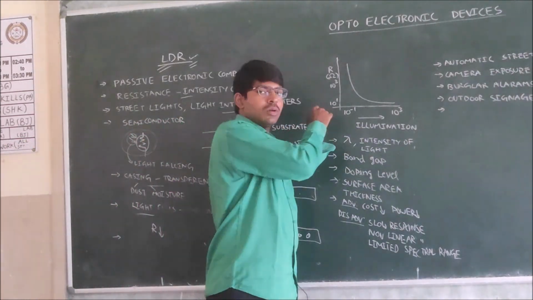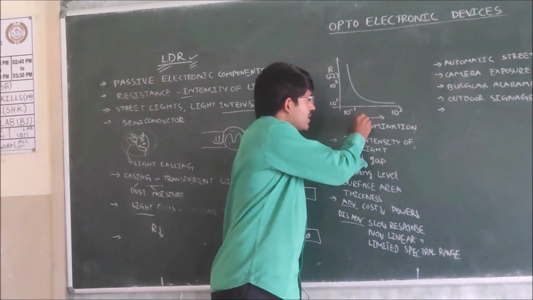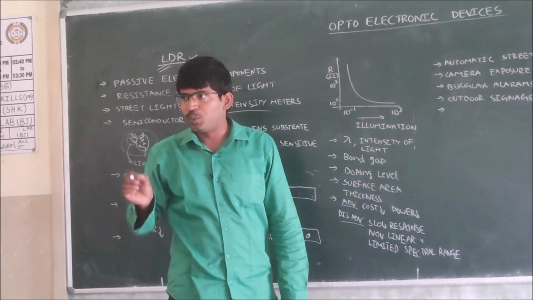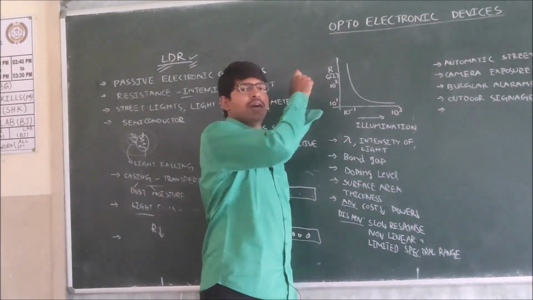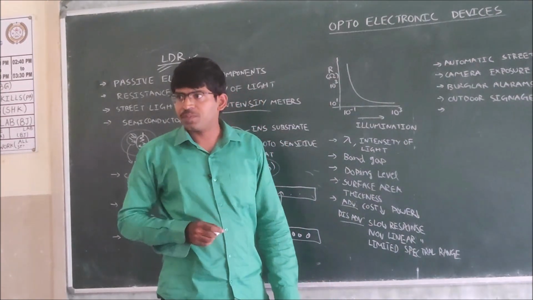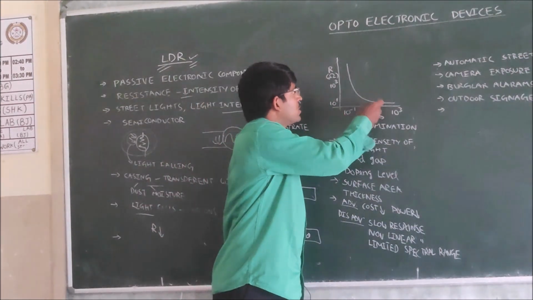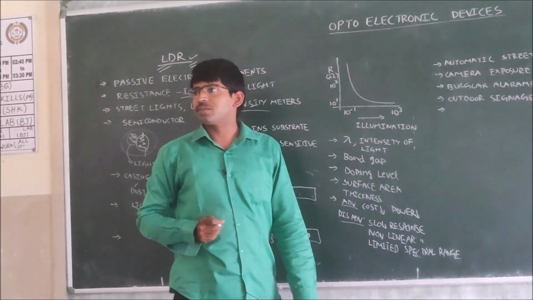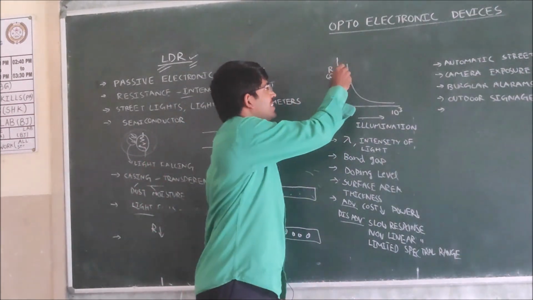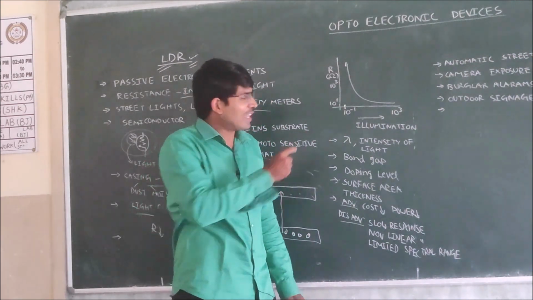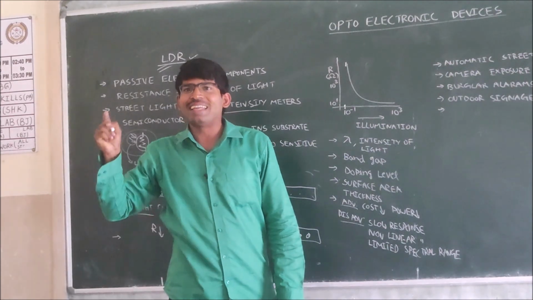Now we have shown the same thing with a graphical representation. On the x-axis we have taken the illumination, meaning the light intensity level. On the y-axis we have taken the resistance. With more illumination, the resistance is decreasing. See, when the light illumination is low, the resistance is high. When the light illumination is increasing, the resistance is decreasing.